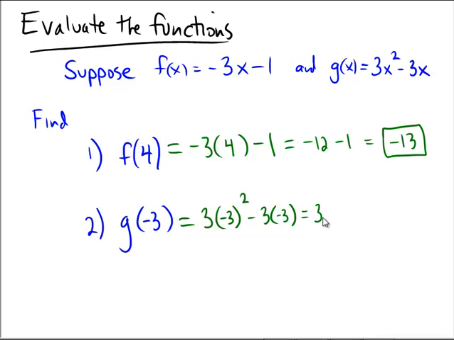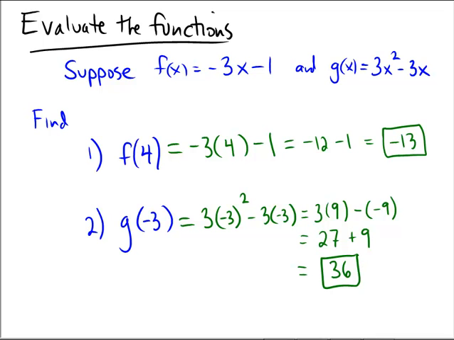So now we get 3. Again, we're following order of operations here. Negative 3 squared is 9, minus 3 times negative 3 is negative 9. So we get 27 minus a negative 9. Minus a negative means to add, so we're adding 9. And 27 plus 9 is 36. So the answer to this one would be 36.